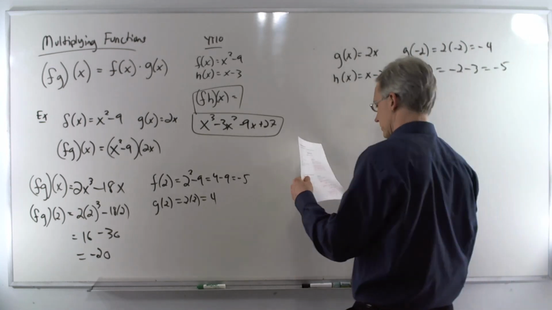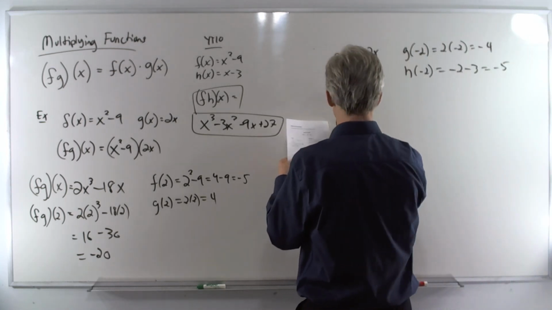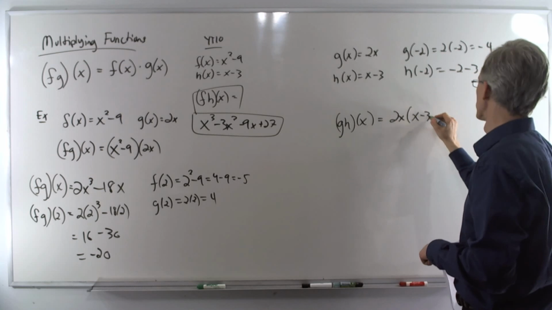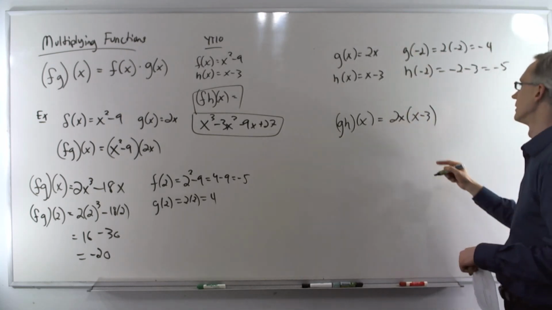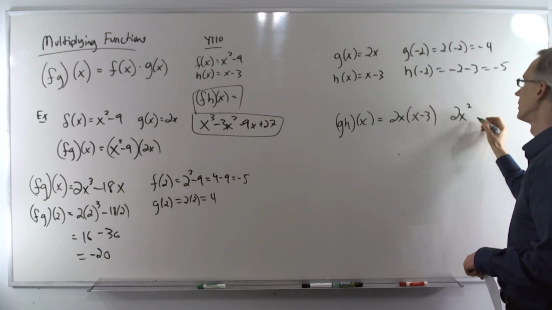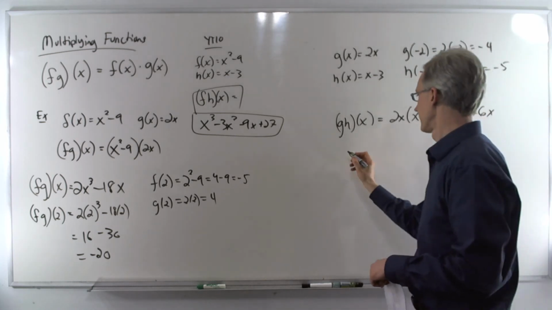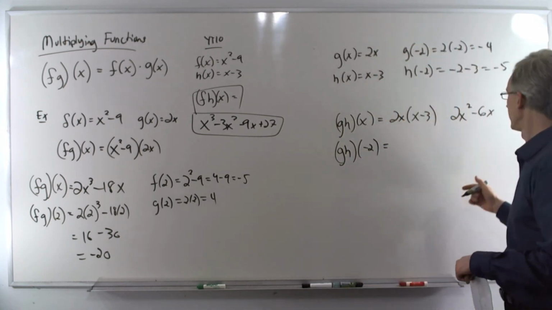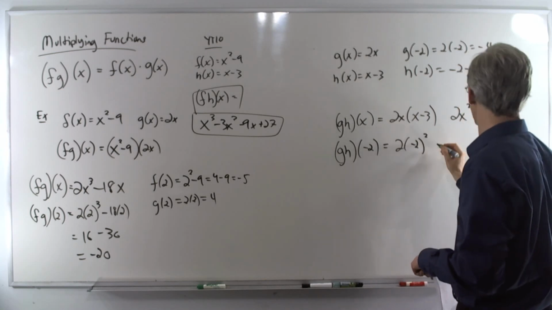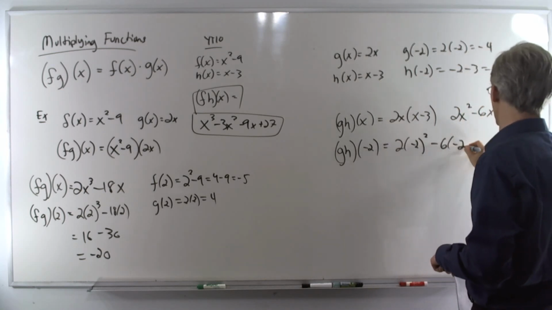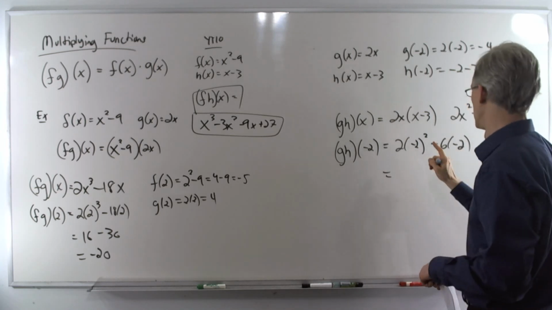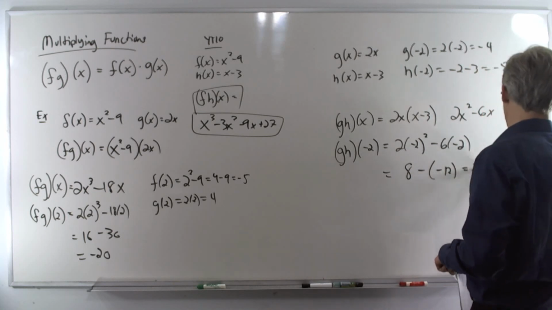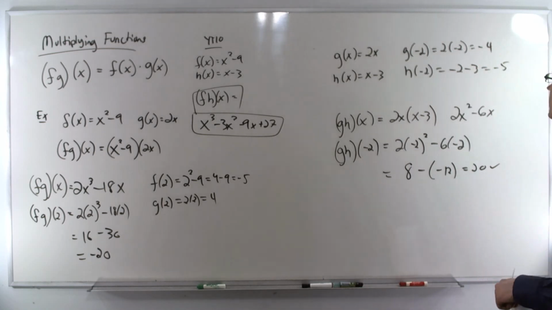All right, let's find the combined function. gh of x is 2x times x minus 3. All right, multiplying these two functions together, distributing in, that gives us 2x squared minus 6x. All right, now let's find g times h at -2. Plugging into here, you get 2 times -2 squared minus 6 times -2. So that is, -2 squared is 4 times 2 is 8, minus -12, which is 20. So same answers if we multiply those two together.